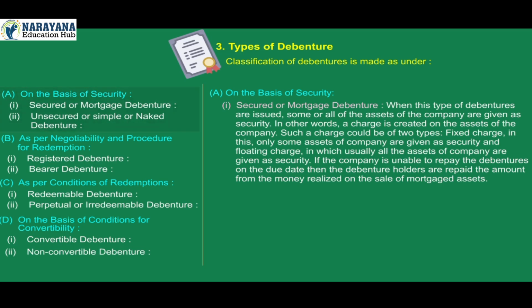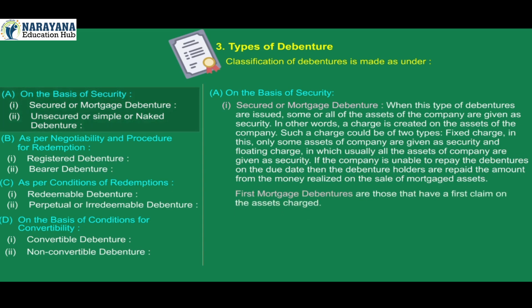In other words, a charge is created on the assets of the company. Such a charge could be of two types: fixed charge, in which only some assets of the company are given as security, and floating charge, in which usually all the assets of the company are given as security. If the company is unable to repay the debentures on the due date, then the debenture holders are repaid the amount from the money realized on the sale of mortgaged assets.